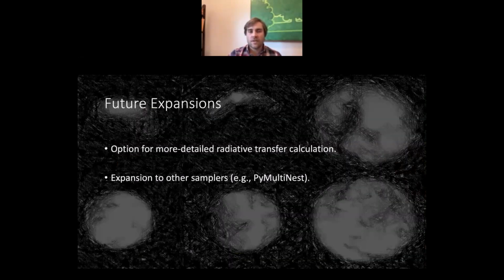We're of course interested in putting in more sophisticated radiative transfer that will slow it down, and so we would just like to add an option for that. And then we're also interested in expanding to other samplers. For example, we've had some students working on trying the tool out with multi-nested sampling, and that gets us a big speed up. So again, trying to push this to be something that could even run on your laptop.